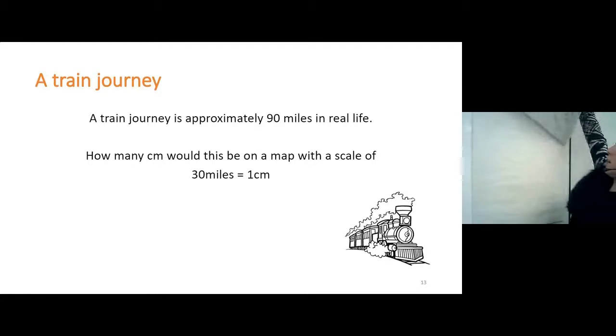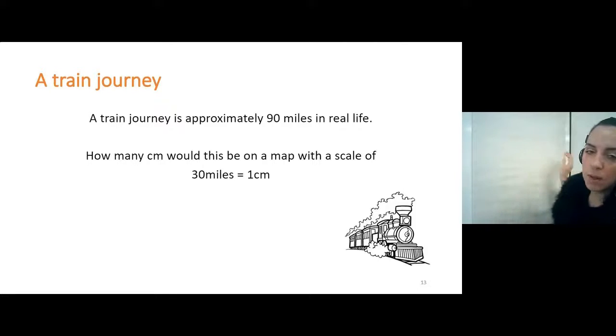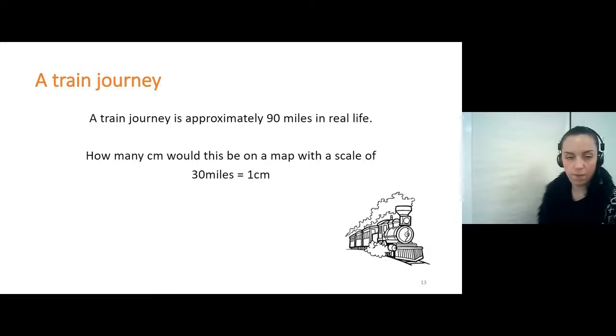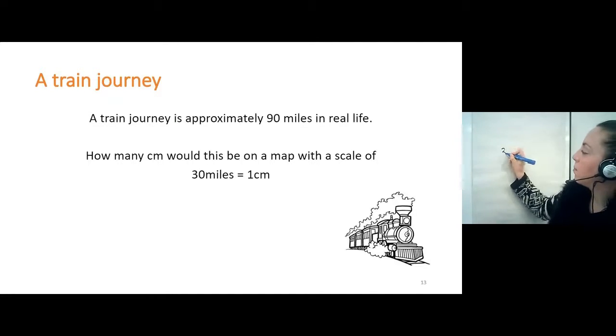So a train journey is approximately 90 miles in real life. How many centimeters would this be on a map with a scale of 30 miles equals to 1 centimeter? Again, have a go. I'll set it up on here and then we'll go through it together.